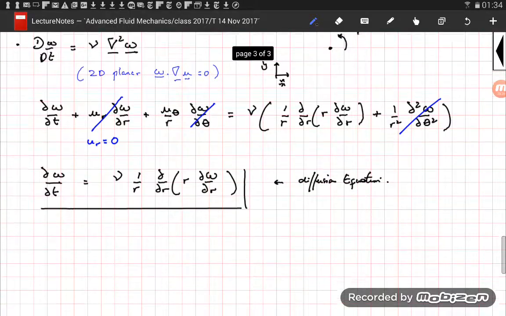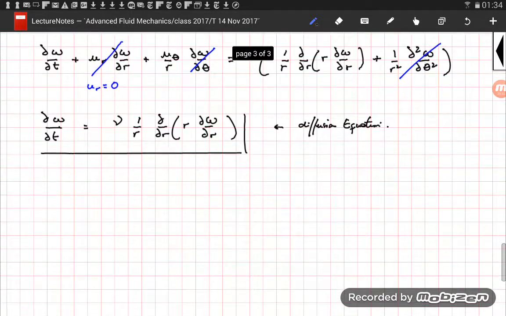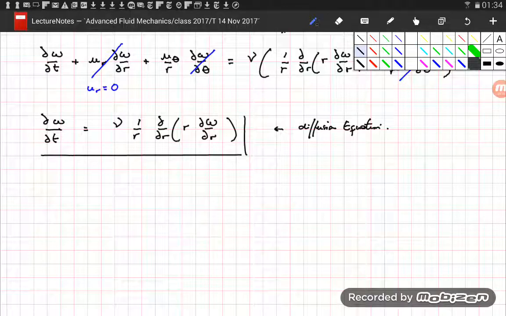And so what will happen to the vorticity is exactly the same process as what would happen to heat or to temperature. Temperature, if there is no advection of heat, in the absence of advection of flow, it simply diffuses. So we will not derive the solution to this equation, but we'll just discuss how it looks.